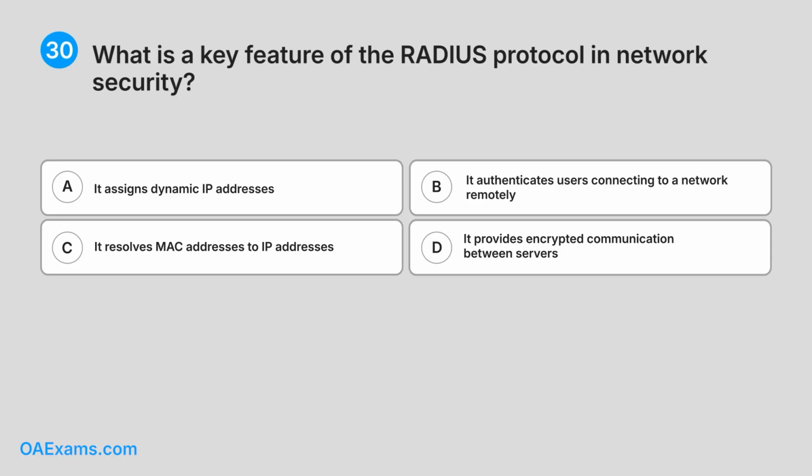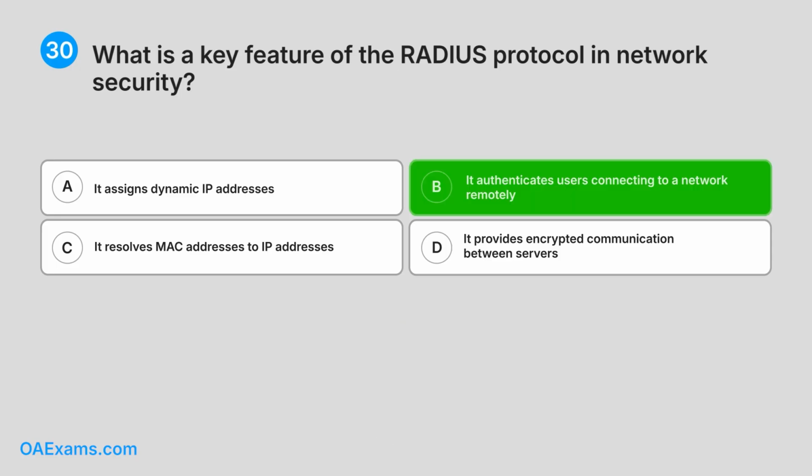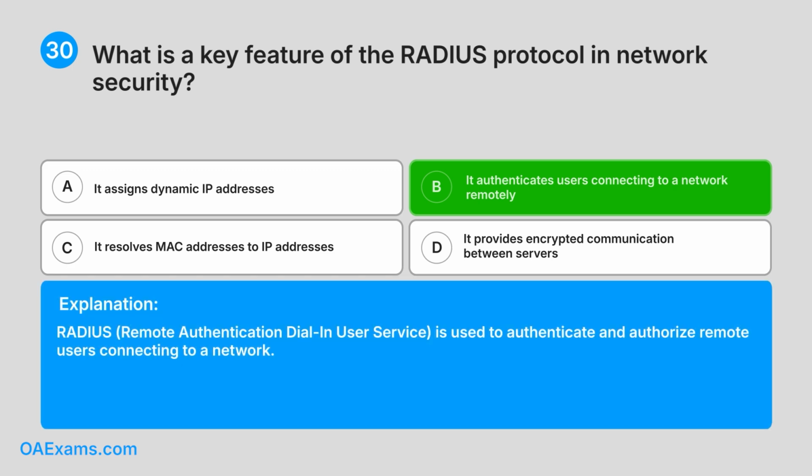Correct answer. B. It authenticates users connecting to a network remotely. Explanation. RADIUS, Remote Authentication Dial-In User Service, is used to authenticate and authorize remote users connecting to a network.